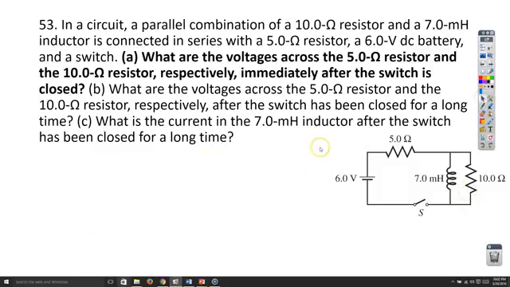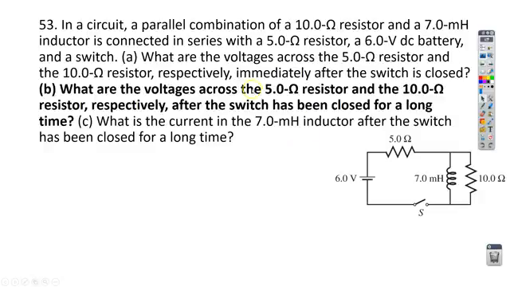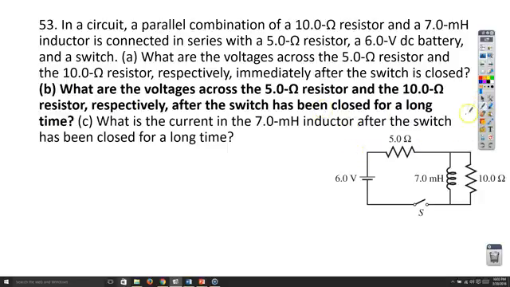For number 53, part B, it says what are the voltages across the 5 ohm resistor and the 10 ohm resistor respectively after the switch has been closed for a very long time. At this point, the current in the inductor is no longer changing, so it acts like a short circuit. And so no current is going to flow through this 10 ohm resistor because all the current now is going through our 7 millihenry inductor. So the voltage here is equal to 0.